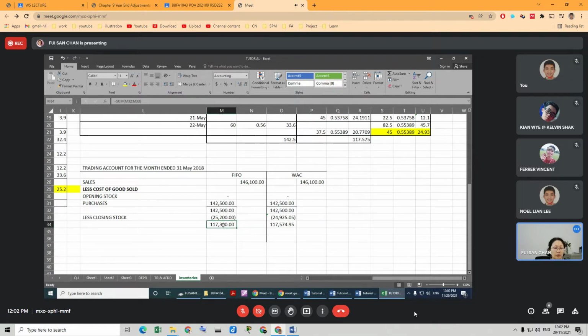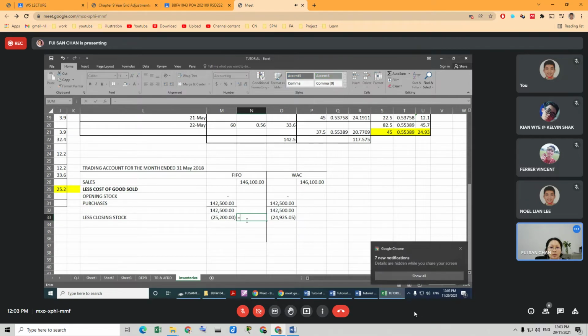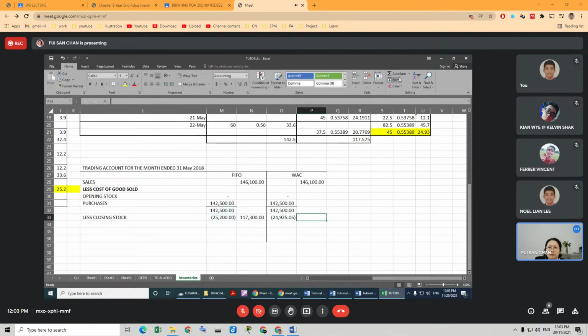We need a minus. Opening plus purchases, then minus closing stock. Okay, so now this one is basically here, right? Add up. Correct? Like this? Yeah. And then go. Right, and this is a cost of goods. So the cost of goods is less, so meaning this one is negative as well.